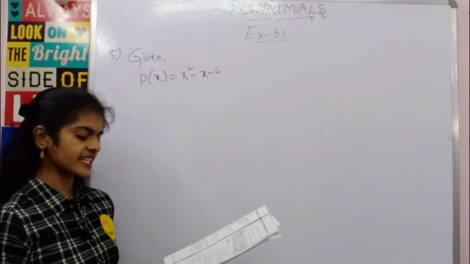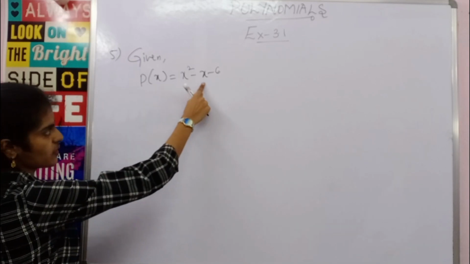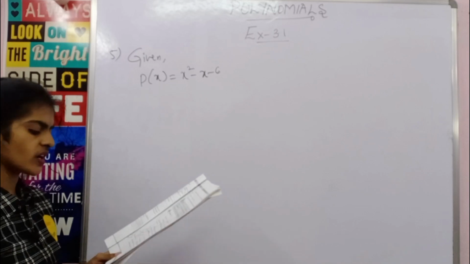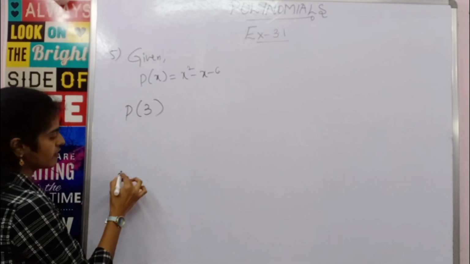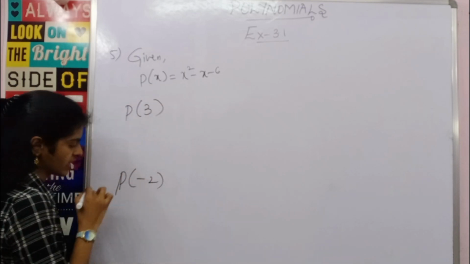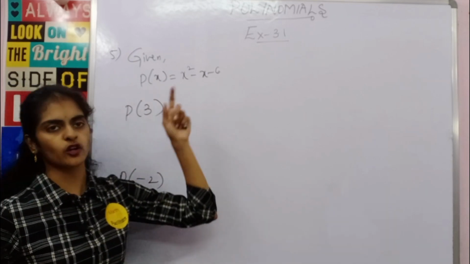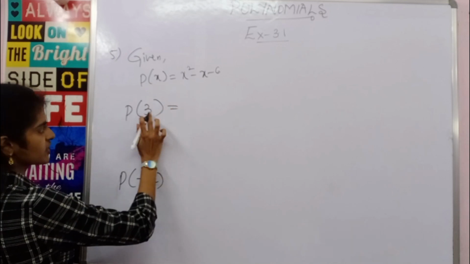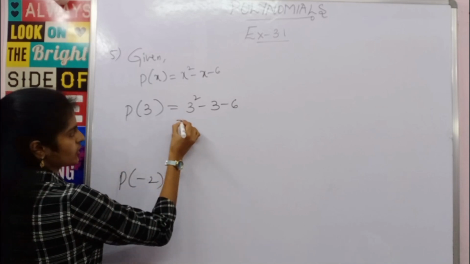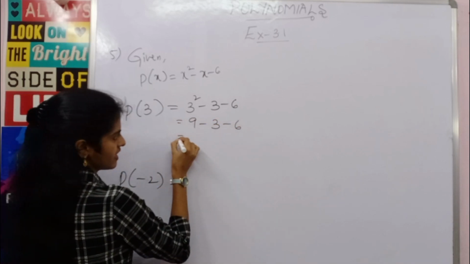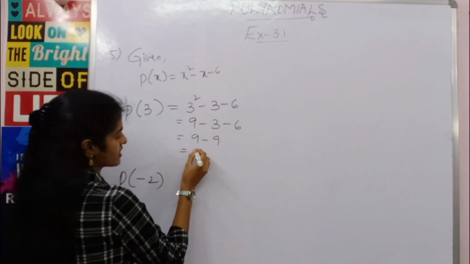Check whether 3 and minus 2 are the zeros of the polynomial p of x, when p of x is x square minus x minus 6. So what are the values given? 3 and minus 2. That means you have to find p of 3 and p of minus 2. If the answer is 0, then you can say that these are the zeros of this polynomial. Here you will substitute 3 in the place of x. So this is 3 square minus 3 minus 6, which is 9 minus 3 minus 6. 3 minus 3 minus 6... so this is 9 minus 9, and the answer is 0.